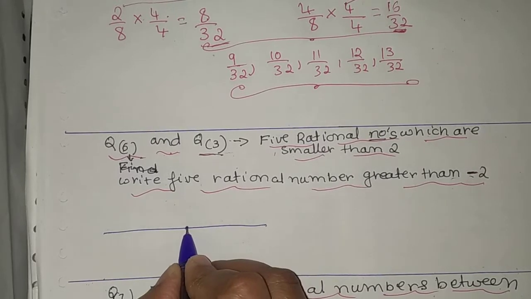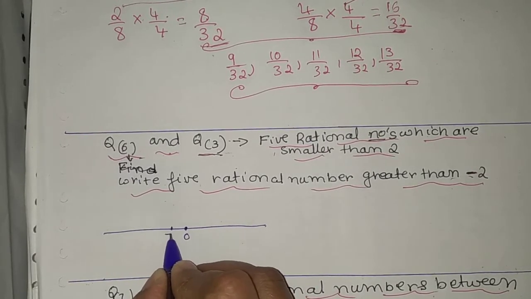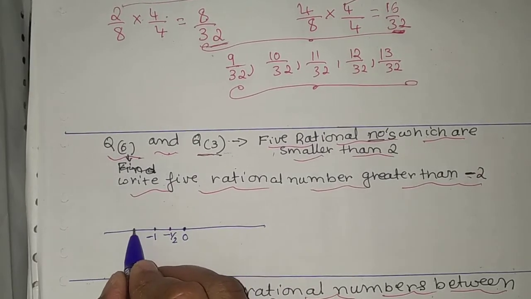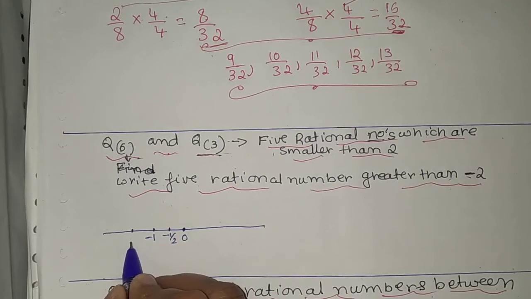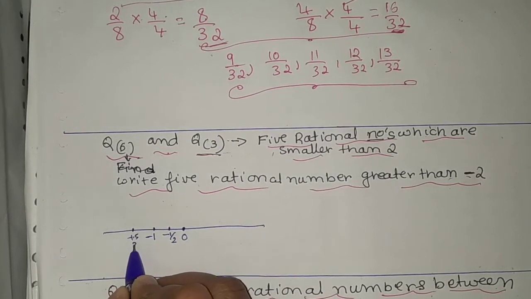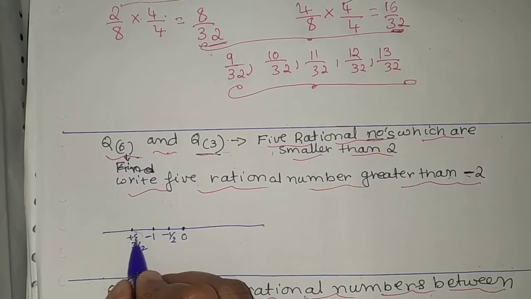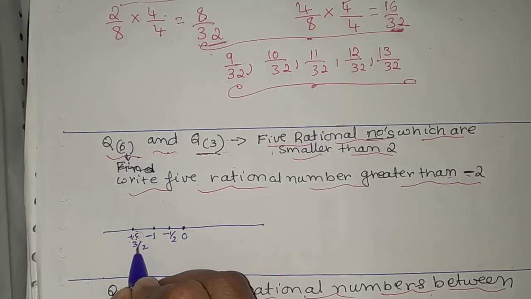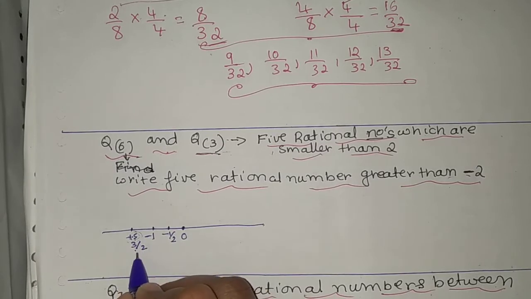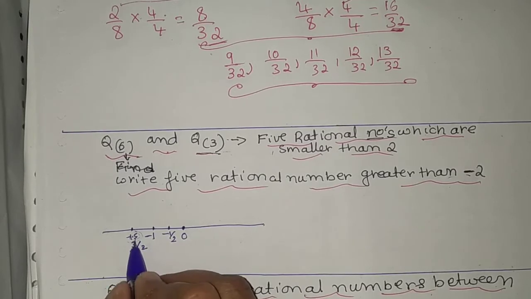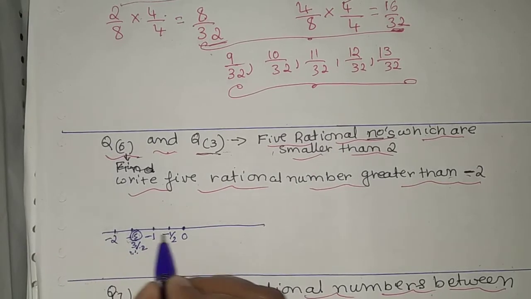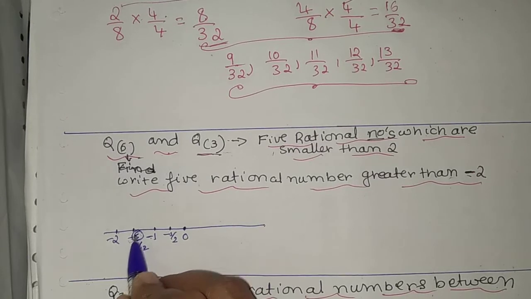So here we start with 0. Next number is minus 1. Next, 1.5 can be written as 3 by 2. Then here is 1, and this 1.5 can be written as 3 by 2. Then next is minus 2. So this is half, 1, this is 1.5, then 2.